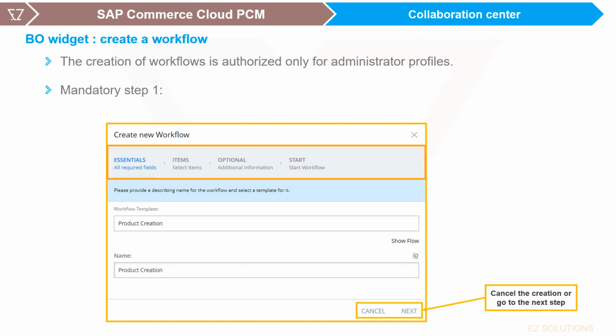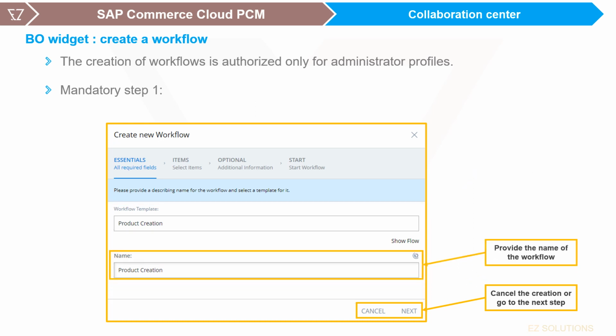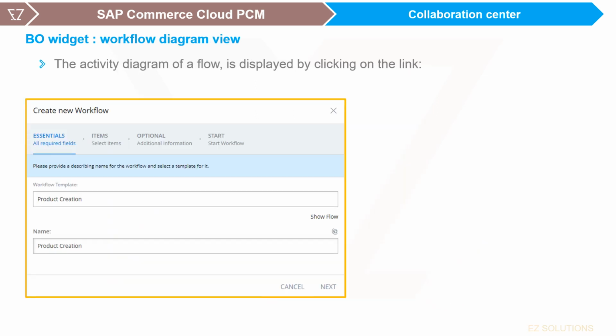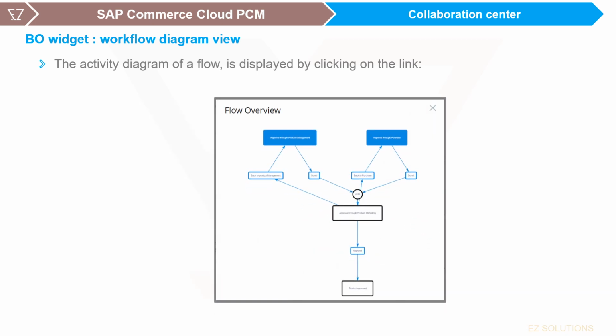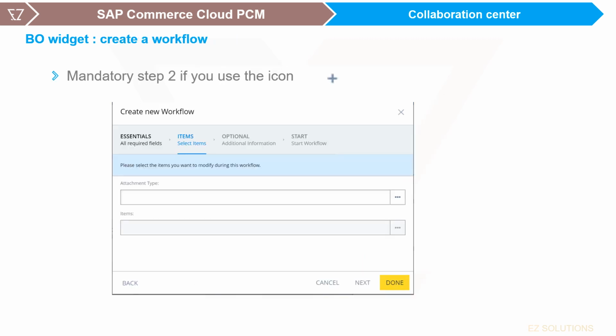On the first screen, I can pick a workflow template. In this case, I chose a product creation template. Picking the template will automatically fill the name field as well. On this screen, the user can also display a visual representation of the workflow by clicking Show Flow. We close the visual representation to go back to the Workflow Creation wizard.